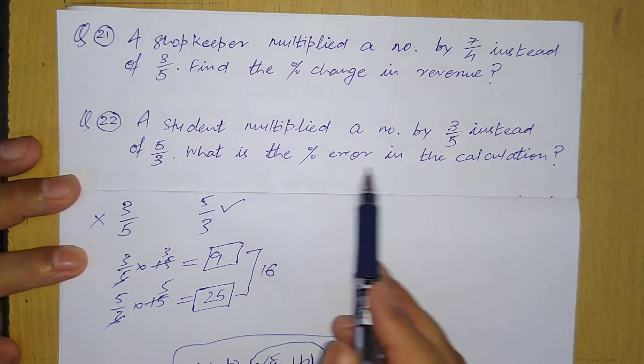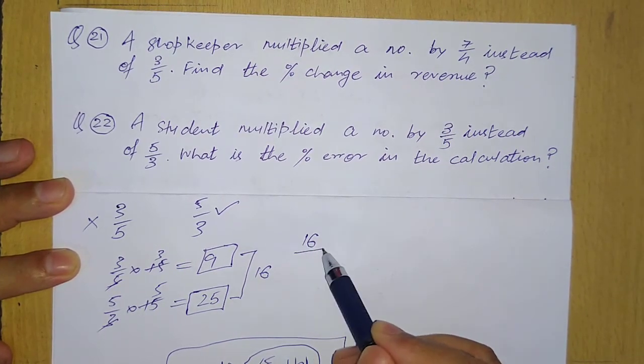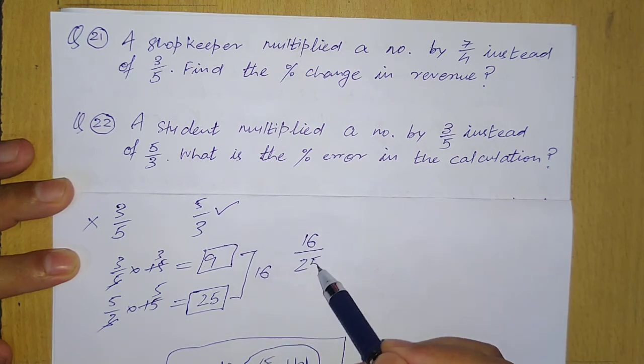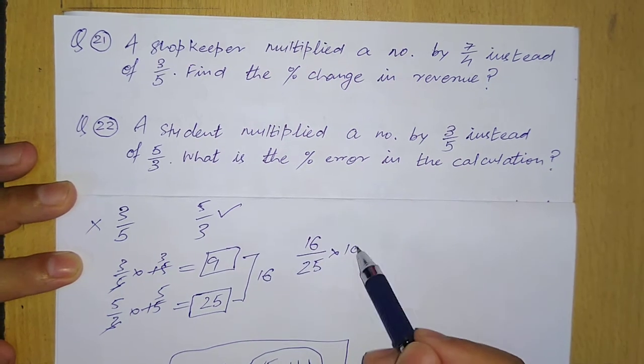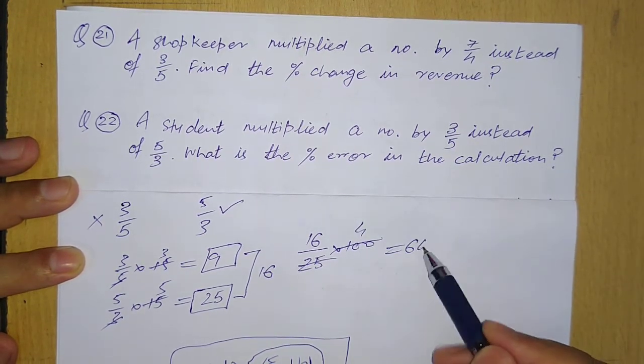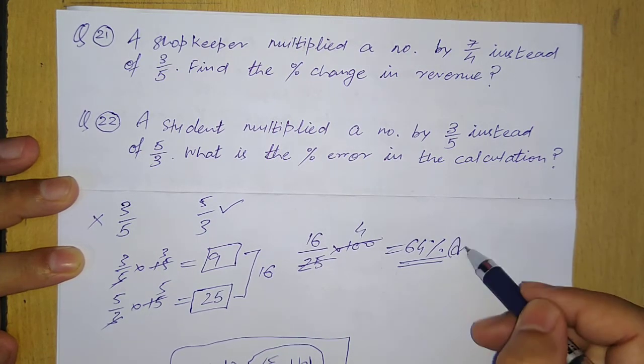So what is the percentage error in the calculation? So error is how much? 16. 16 upon the original number is 25 into 100. So 25 4s are 100, 16 4s are 64. So percentage error is how much? 64%.